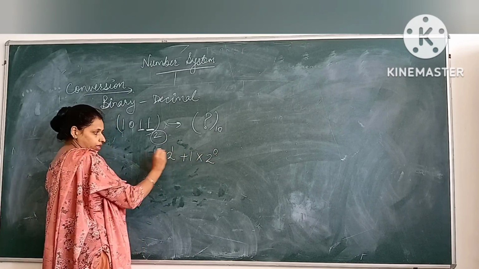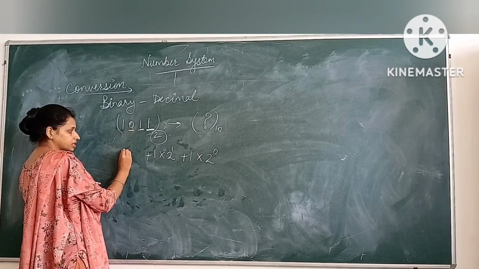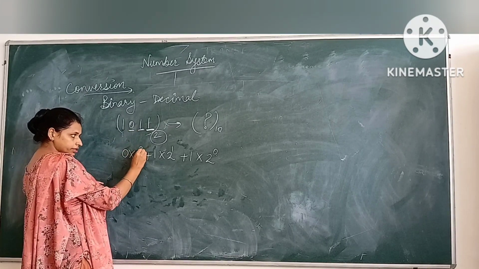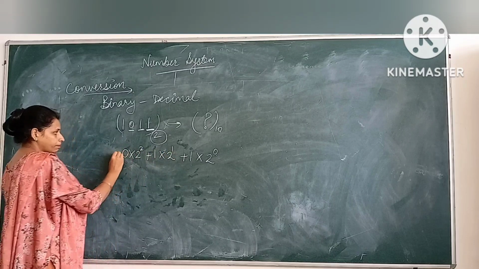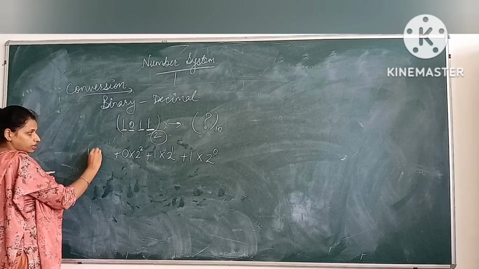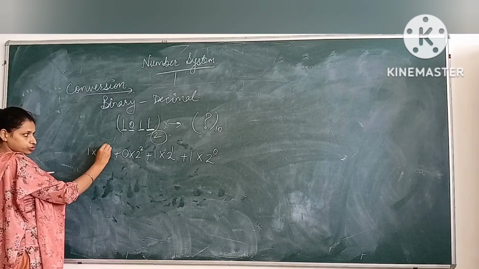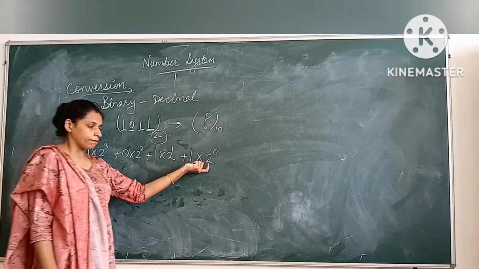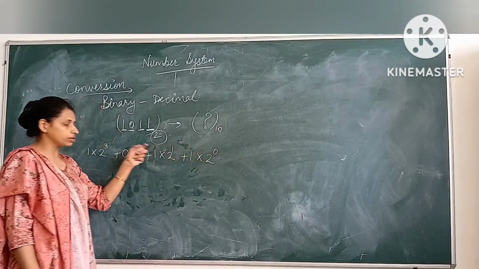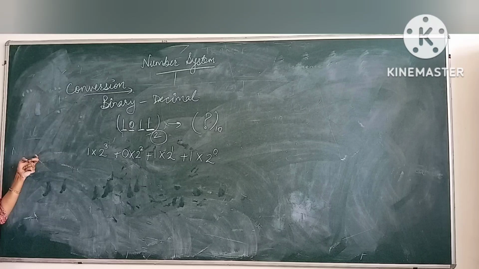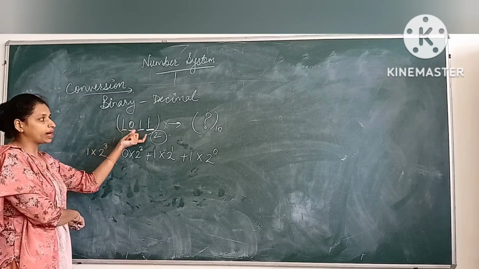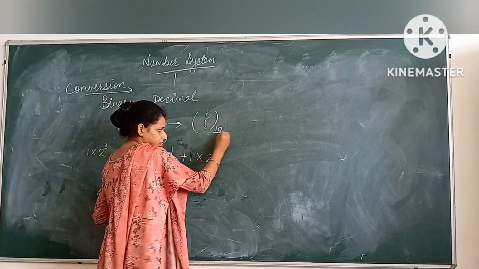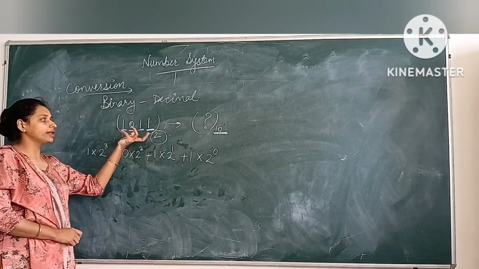Here 0, then 1. Plus next bit 0 into base 2 power 2. Plus next bit 1 into 2 raised to power 3. We have to use base 2 with increasing order powers for the conversion of binary to decimal. We don't have to use this base. We have to use another base.